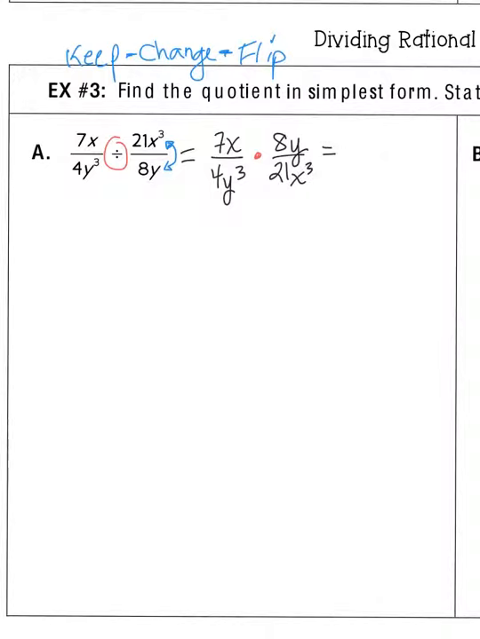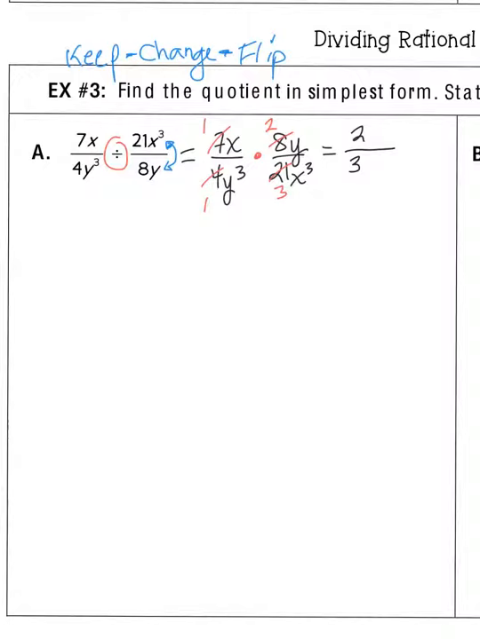And then you just treat it like we did above, like a multiplication problem. So I'm going to start with my numbers, and 7 and 21 have a common divisor. 7 goes into 7 once, and into 21 3 times. And 4 and 8 have a common divisor. 4 goes into 4 once, and into 8 twice. And then you're just going to multiply across. 1 times 2 is 2. And then 1 times 3 is 3. So we have 2 over 3.